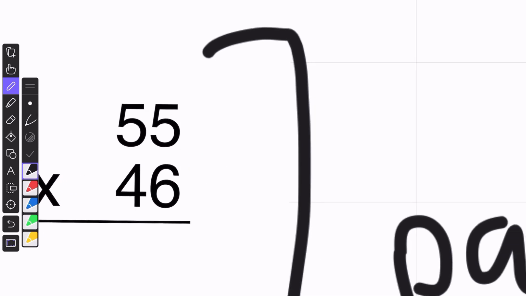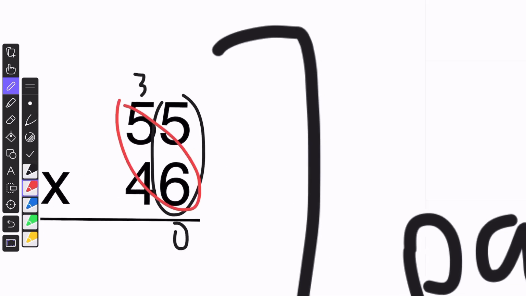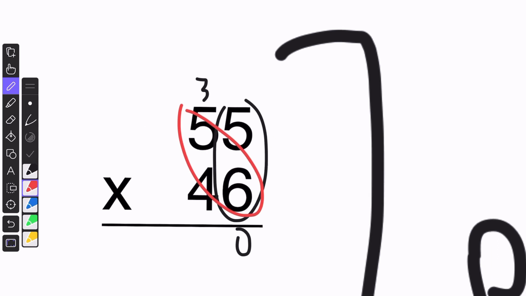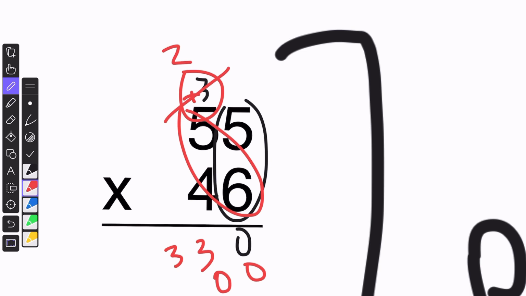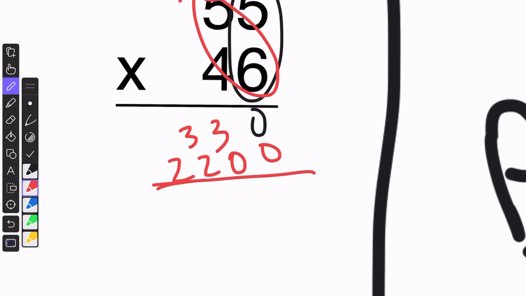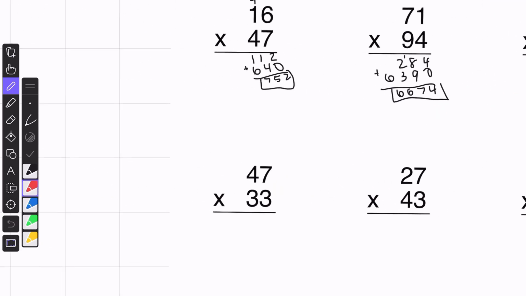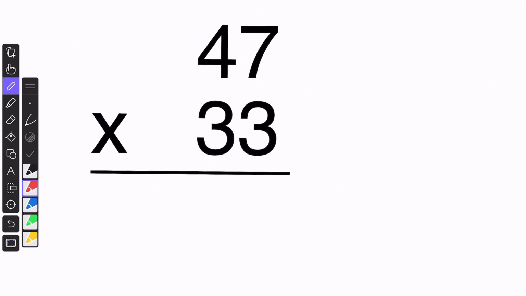Oops. Step 1, 30. Multiply these. 6 times 5 is 30 plus our 3, 33. 0, 0, 2. 5 times 4 is 20 plus 2 is 22. We're going to add these up, and that's what you should get.